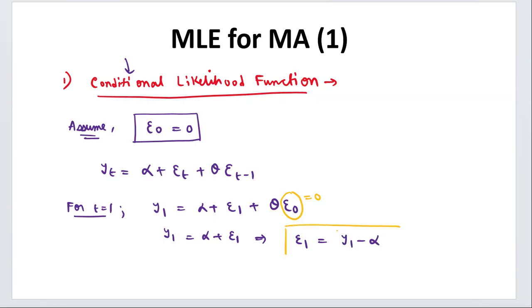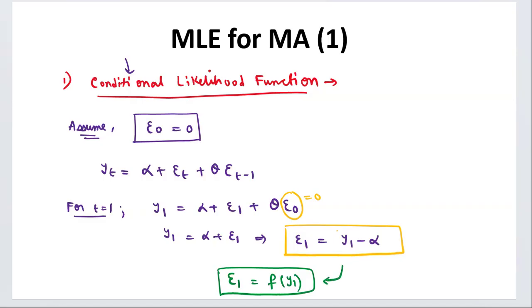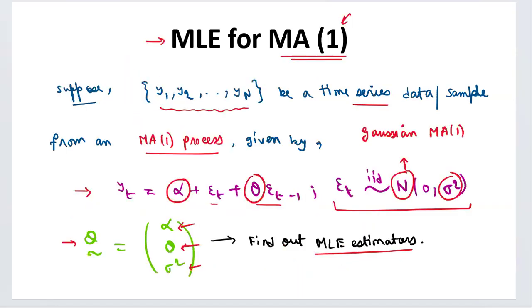Simple. This is the first step. So what we have essentially done here is that we have transformed. What we have done is that we have written in this format. We have written epsilon t in terms of, as a functional form of, y's. Why have we done that? The reason is as follows.